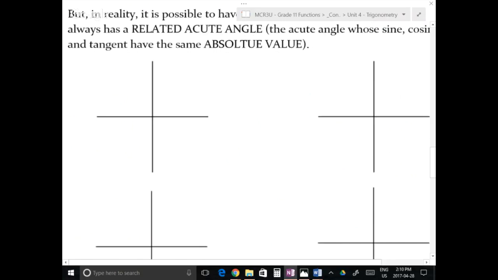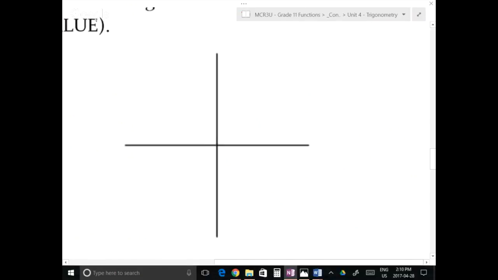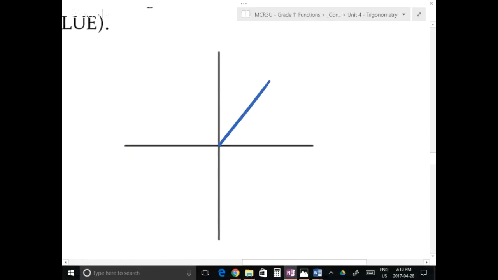So let's start in this quadrant up here. For this angle, the x value is always going to be positive or negative. Let's say positive. The y value is always going to be positive or negative. Positive. Good. And of course, hypotenuse is always positive. No matter where we go, the hypotenuse is just a length, so it's always positive.